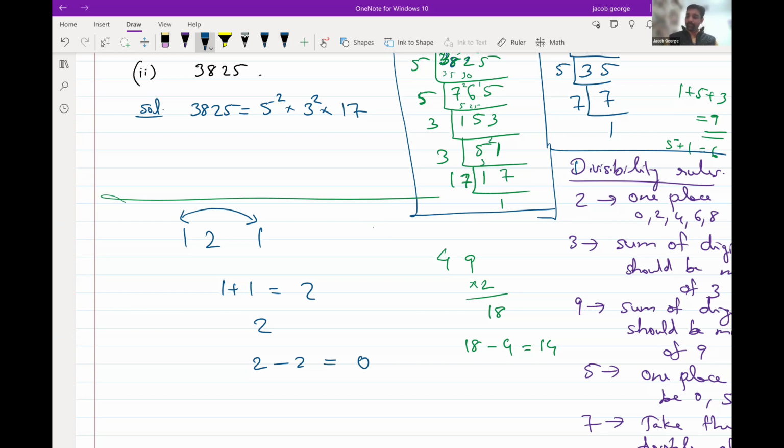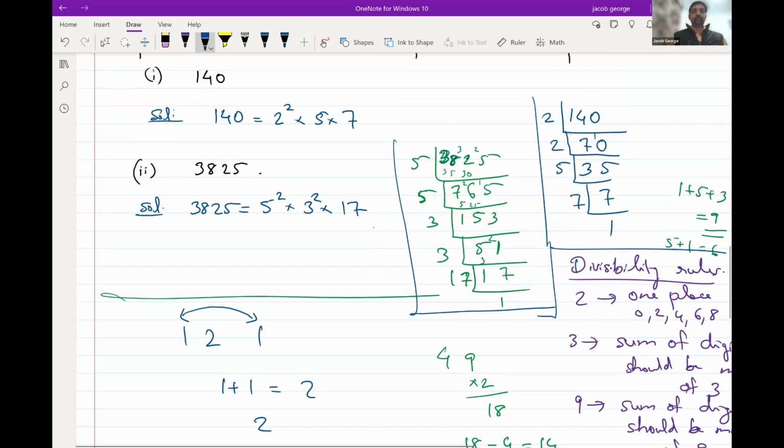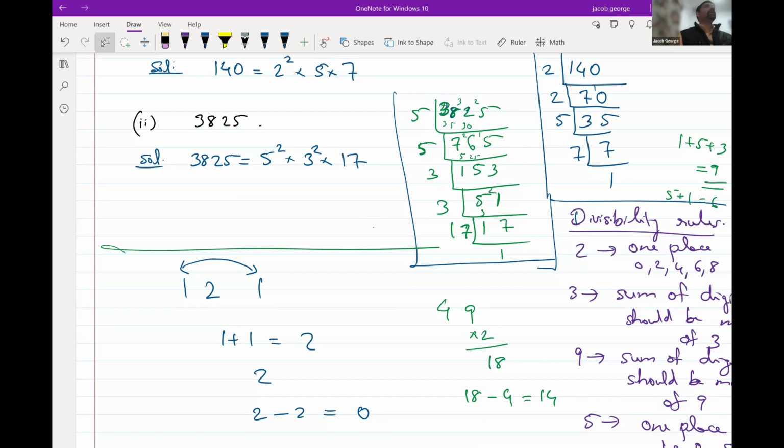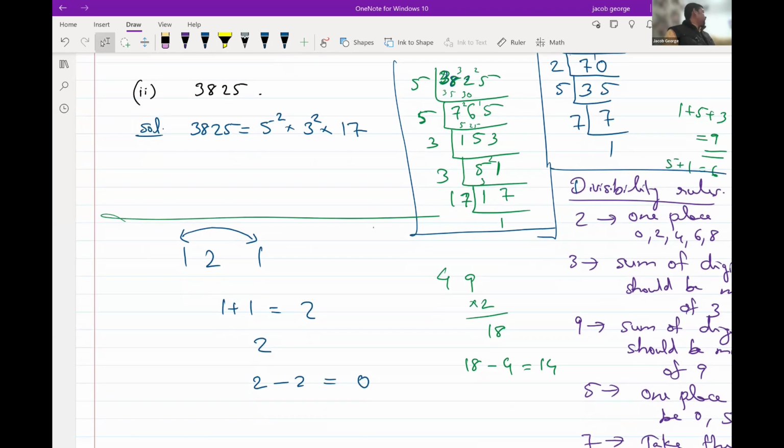Okay, so have you done this one? Done. Okay. Example 121. Like this, we take the sum 1 plus 1. Odd places sum we find out, even places sum, then find the difference of these two. If that difference is 0 or multiples of 11, then it is divisible by 11.